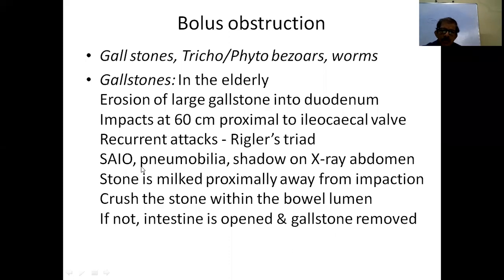Subacute intestinal obstruction, pneumobilia. What is pneumobilia? Anybody tell me what is pneumobilia? Yes. What is pneumobilia? Yes, we got an answer. Pneumobilia. First answer is by 4-1.